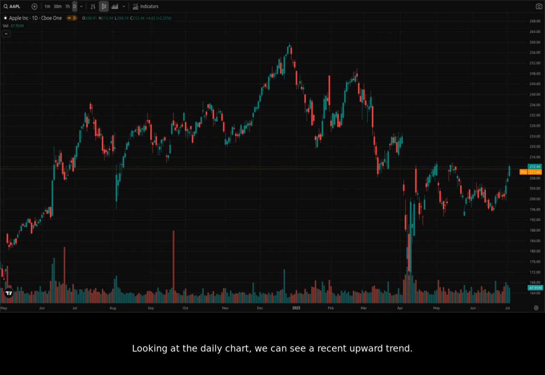Looking at the daily chart, we can see a recent upward trend. The most recent candles are showing increasing price. Let's zoom in to examine more recent price action to better see what's going on.